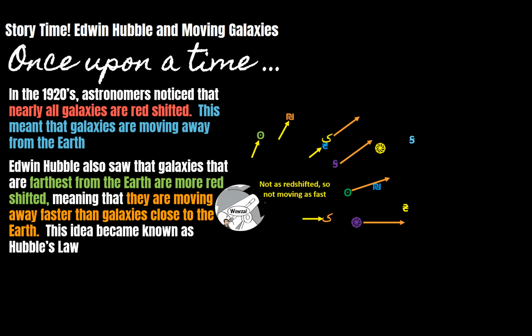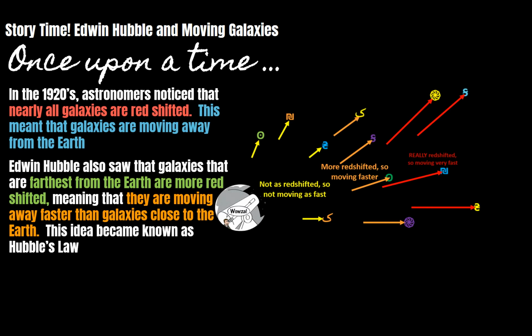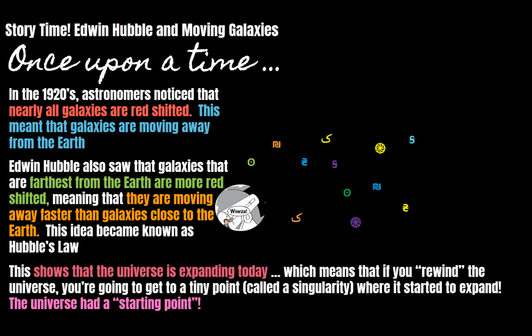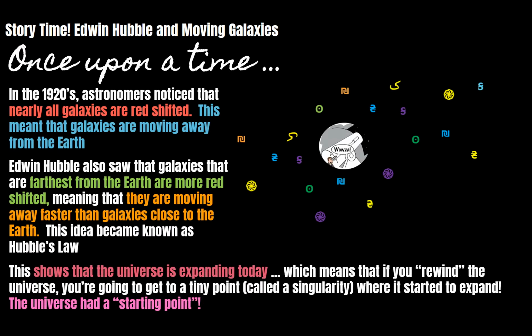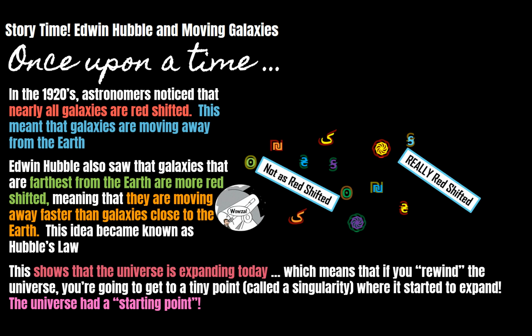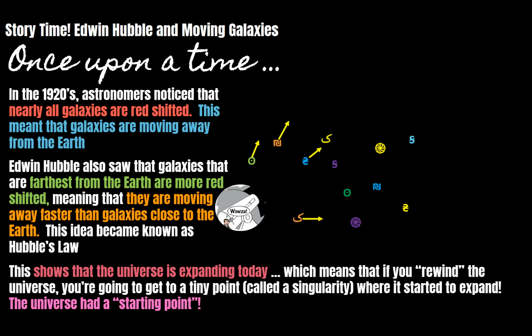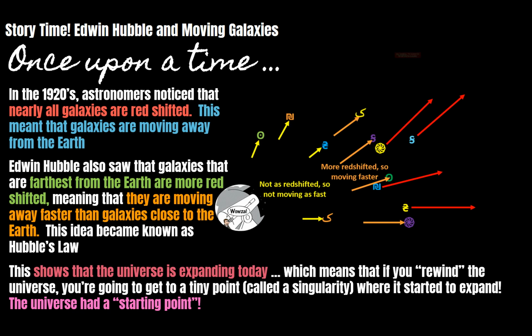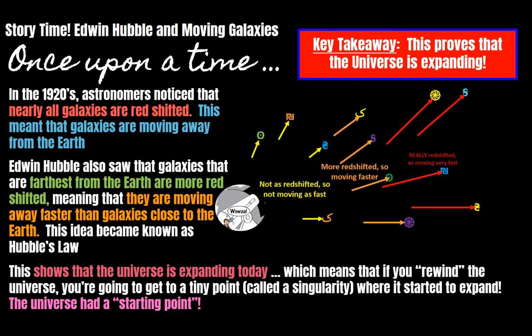the galaxies that were the furthest away are more redshifted, meaning that they're moving away faster than the galaxies that are close to Earth. This eventually became known as Hubble's law, and this shows that the universe is expanding today, which means that if you go on rewind, and sometimes I have to explain what that means to my students, if you put the whole thing into reverse, you are going to eventually get to the universe's starting point, a teeny tiny point called a singularity. Key takeaway, this proves that the universe is expanding.